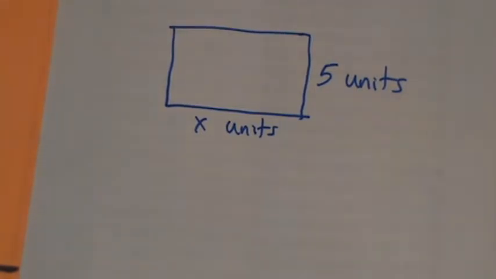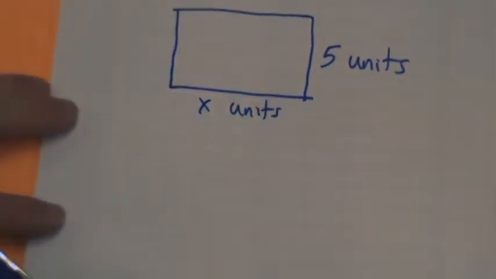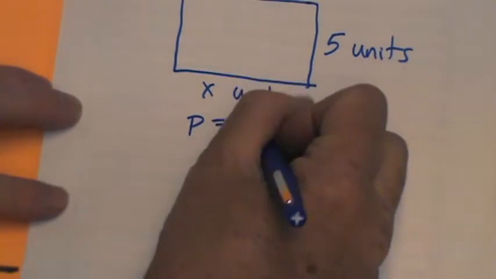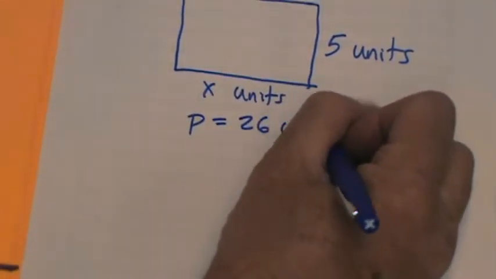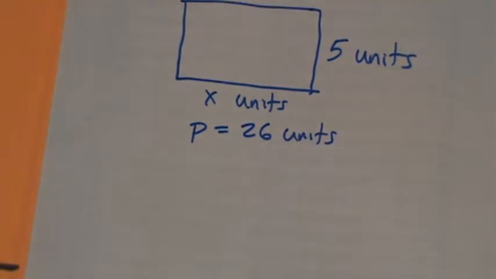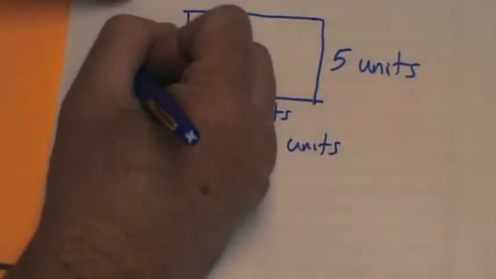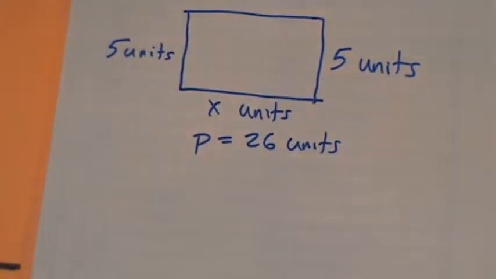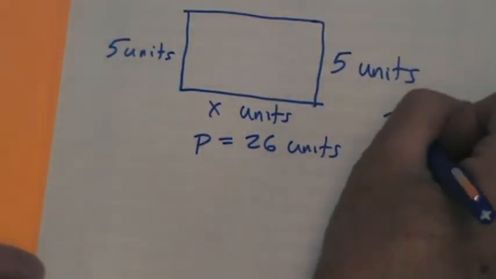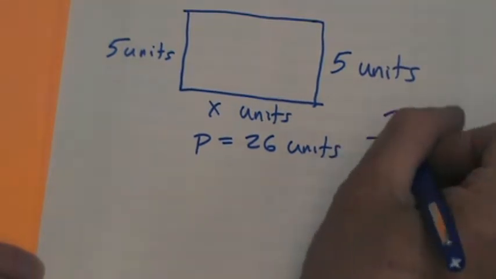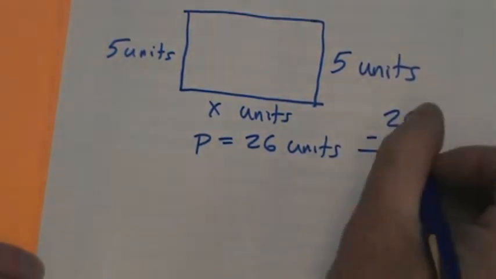What we do know is that the perimeter equals 26 units. So write this down. Think about it. How can we figure what this X equals? X is what we call a variable, okay? So let's think about it. Well, if this is 5 units, this must be 5 units, right? Because it's a perfect rectangle. So now we would have the 26, because we know that's the perimeter, minus 10.